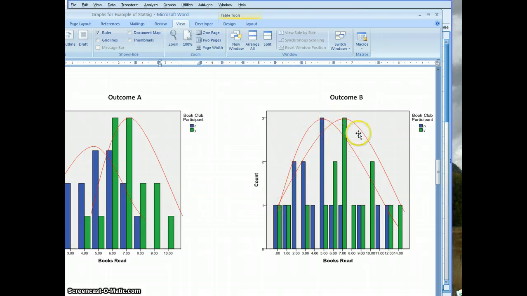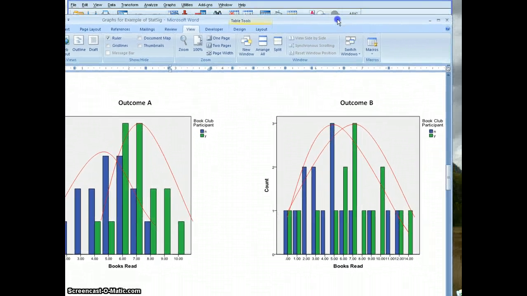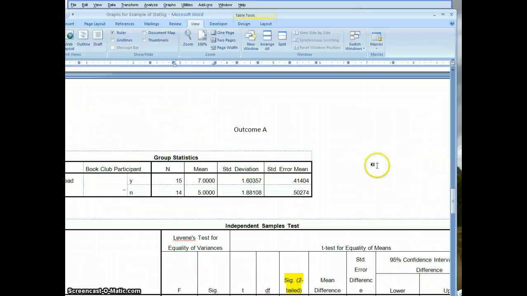And I've laid the red normal curve over the top of these. The distributions are so similar. That's why there's not a significant difference. The problem that people run into in schools, and not just schools, but anywhere, is you can't just look at these numbers. Anybody could run a mean on the number of books that a group reads. And some people might say, if all they had was this information, I had 15 kids in the book club and they read 7 books, I had 14 kids who were not in the book club and read 5 books.